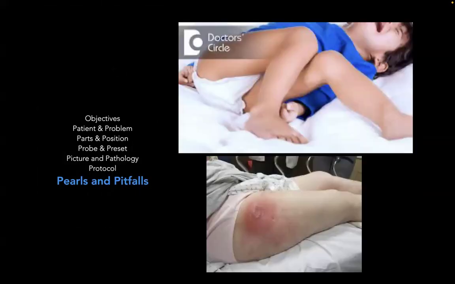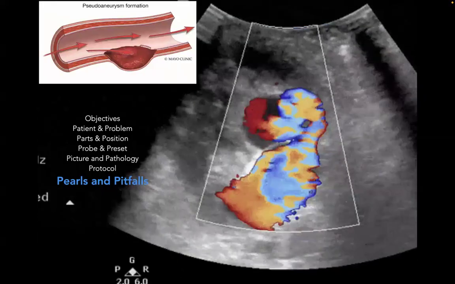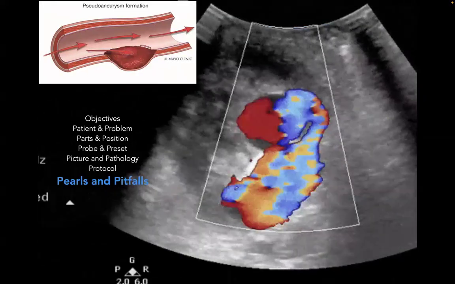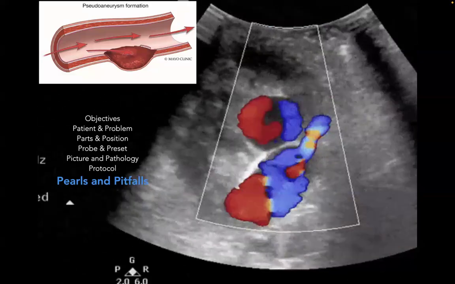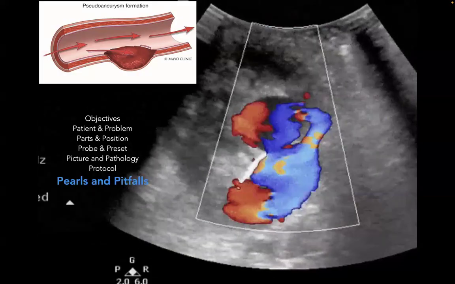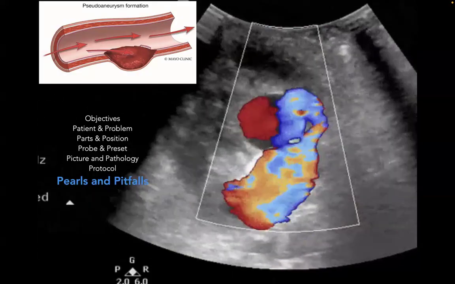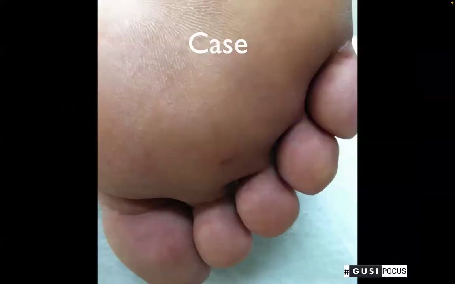This is, of course, a rare case of a pseudoaneurysm, but on physical exam, there was no pulsation that was felt. However, this would have been very bad to cut into. And so, another reason to use POCUS for your soft tissue evaluations.